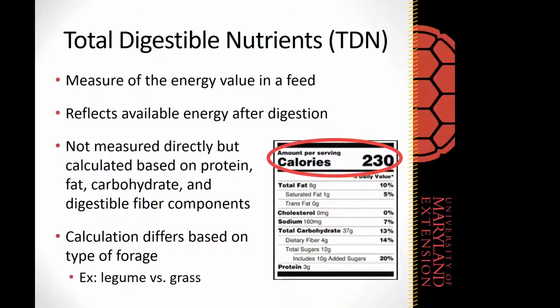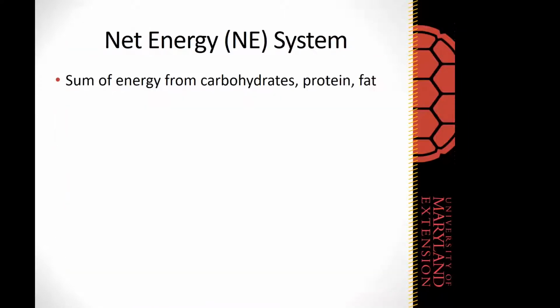There are different calculations based on the type of forage. So there's a different equation for legumes compared to grasses. So you do need to select what you have, or if it's a mixed stand, maybe the more dominant species, to help with that prediction for that TDN. So think of TDN as kind of an energy or a calorie measure.